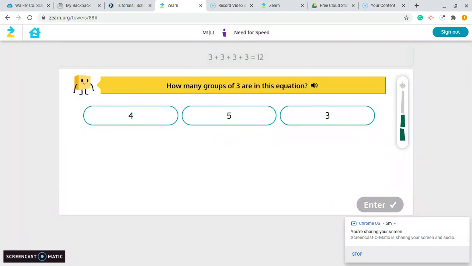Okay, now it goes over the problem with you and breaks it up a little bit more. So it says, how many groups of 3 are in this equation? And I have 1, 2, 3, 4. You cannot just count the plus signs. You have to count the numbers before the equation symbol. So 1, 2, 3, 4.